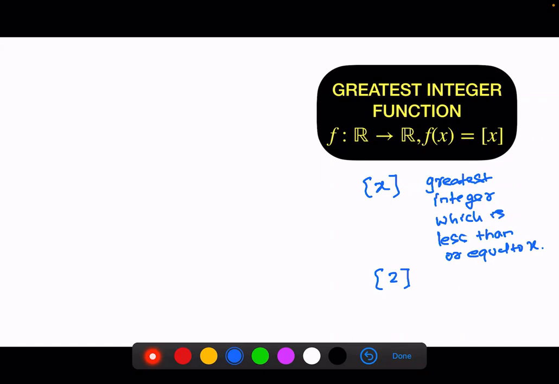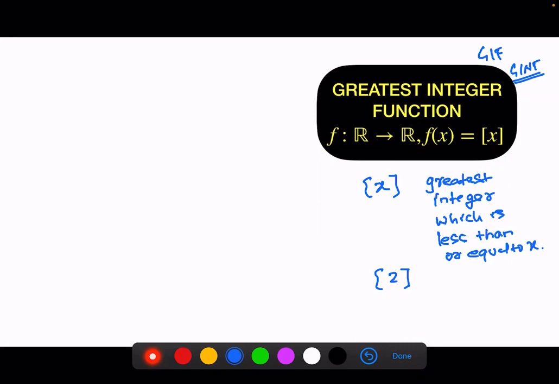This greatest integer function, sometimes they just call it GIF. Sometimes they call it GINT also. I think GINT is more popular. So GINT is more commonly used than GIF as a short form.